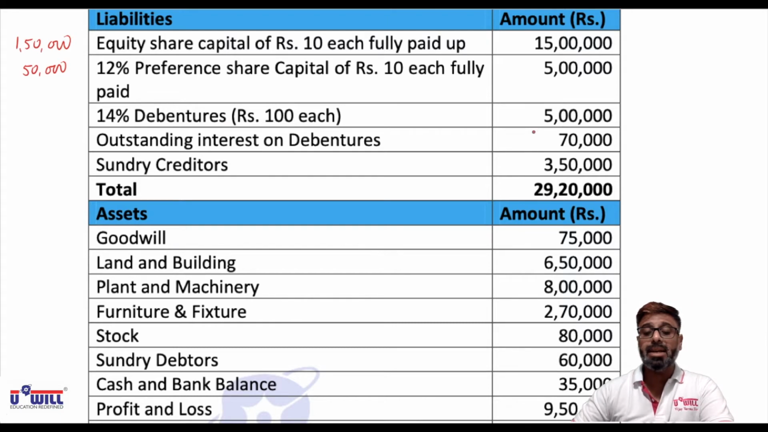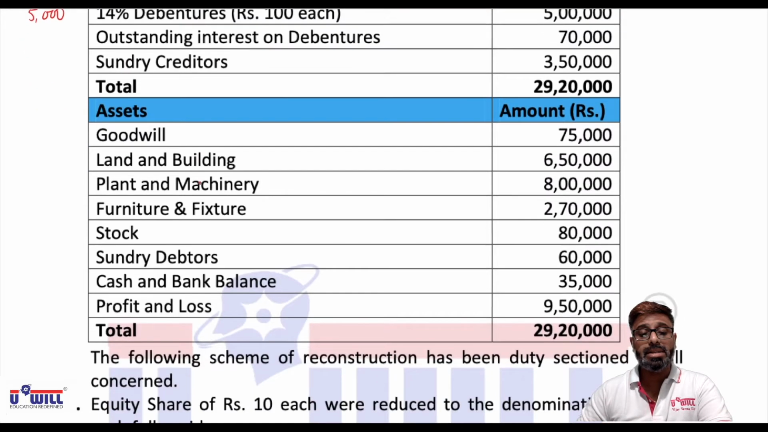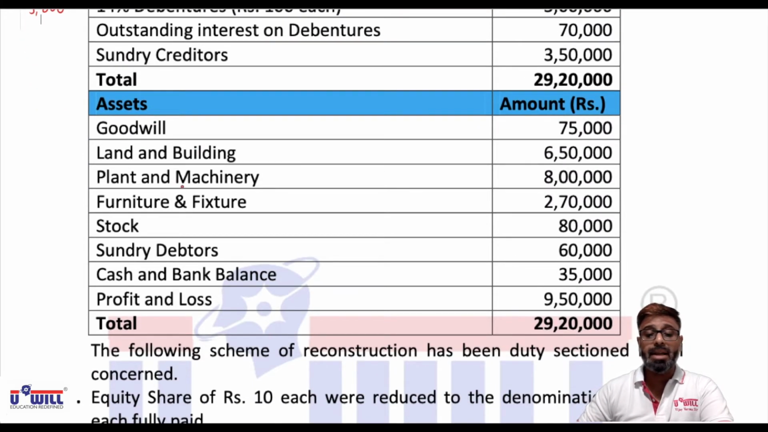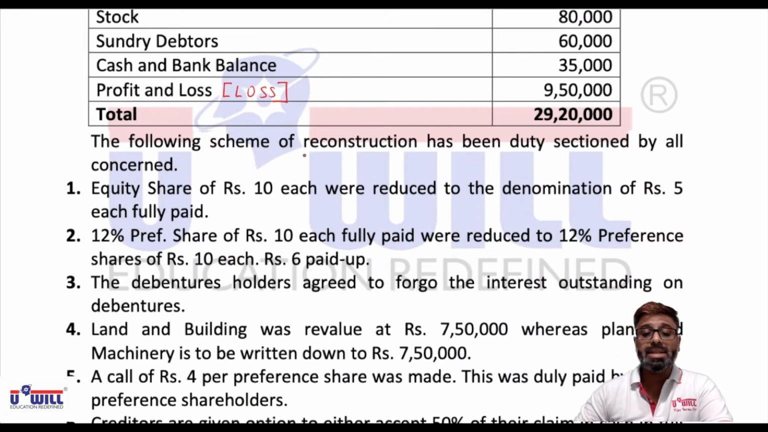14% debentures, rupees 100 each, 5 lakhs. So 5 lakhs divided by 100, 5,000 debentures are there. 100 is the old face value. Then outstanding interest and sundry creditors, and goodwill, land and building, plant and machinery, furniture and fixtures, stock, debtors, cash and bank. And profit and loss on the asset side means it is a loss balance. The following scheme of reconstruction has been duly sanctioned by all concerned. Now the word reconstruction is given, but the new company's name is not given, which means it is a question on internal reconstruction.